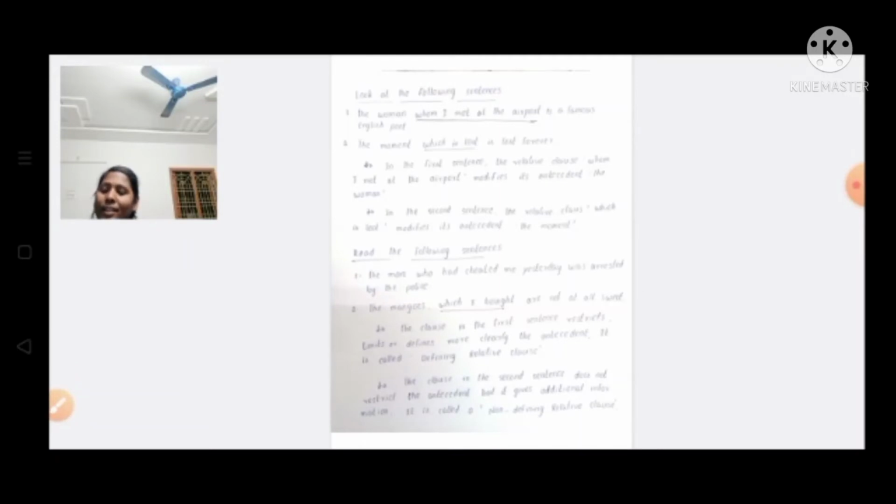The clause in the second sentence does not restrict the antecedent, but it gives additional information. It is called a non-defining relative clause.